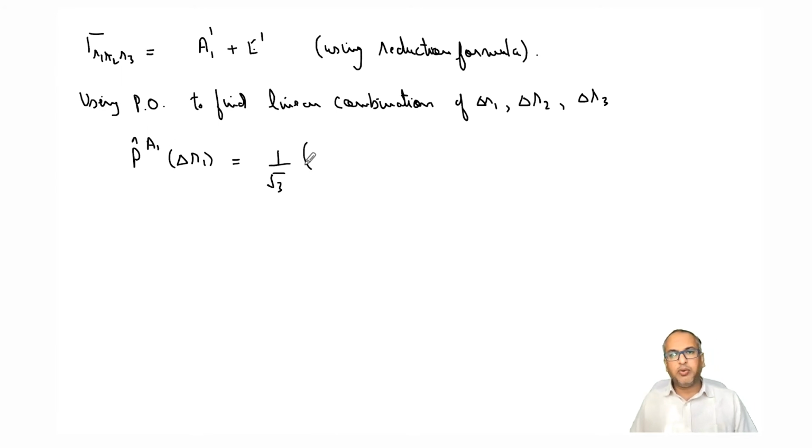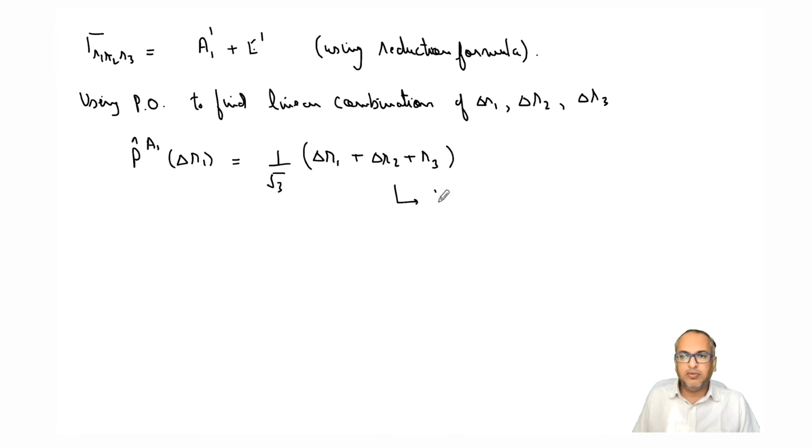So again, I'm not going to go into details of how to apply the projection operator. That should be fairly simple by now. You get delta R1 plus delta R2 plus delta R3. Okay, so that means all the bonds are increasing in length. This will be called symmetric stretching.